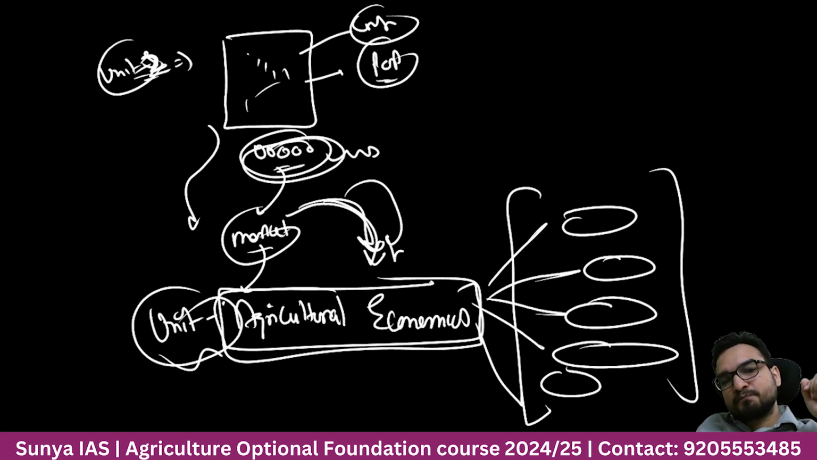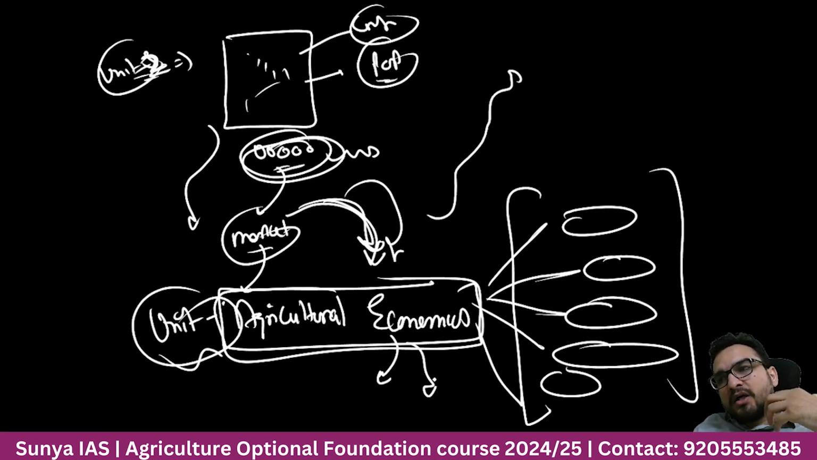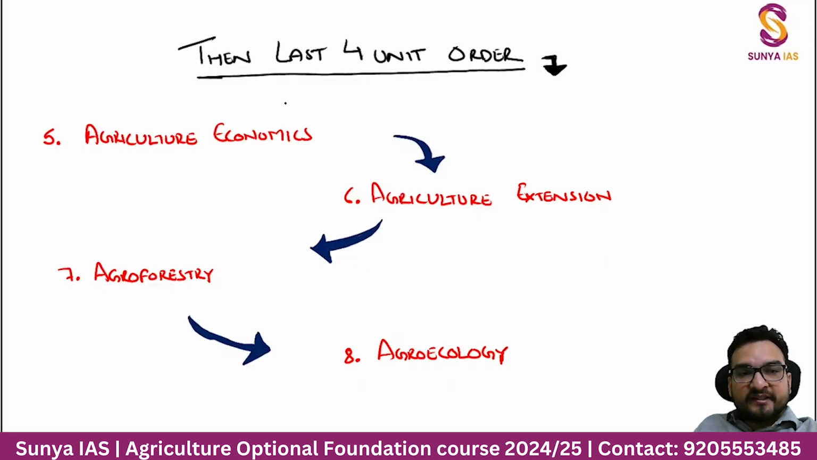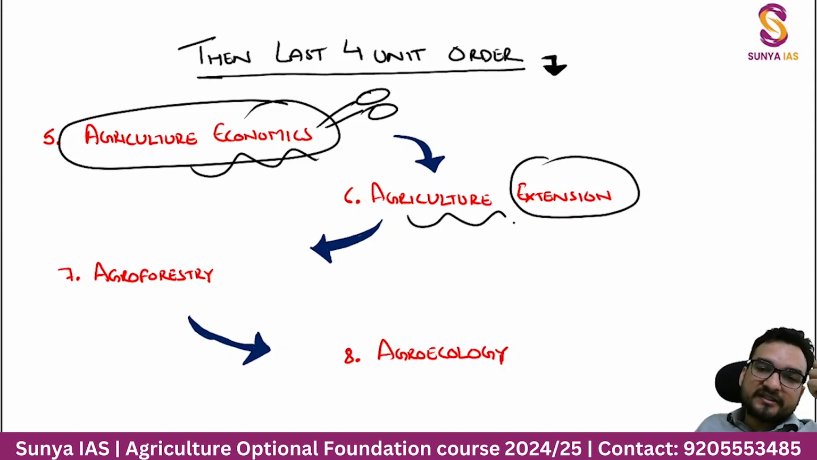Another thing, after understanding agriculture economics, now you will understand that okay, I am getting losses 1 year, I am getting profits 1 year. What should I do here? I should get myself educated, right, about agriculture. What should I do? Then you will go for agriculture extension. See this, agriculture economics you have understood. Now you want to understand, okay, 1 year I'm getting profit, 1 year loss. Okay, what should I do now? I should be getting educated, and this happens in agriculture extension.